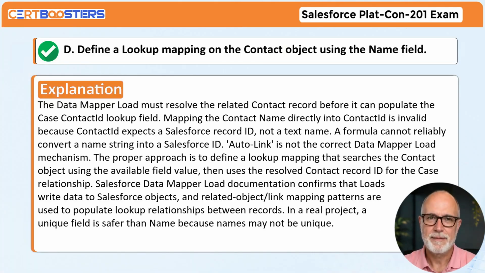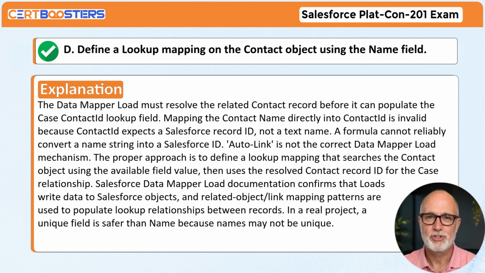Correct answer: D. Define a lookup mapping on the contact object using the name field. Explanation: the data mapper load must resolve the related contact record before it can populate the case.ContactId lookup field. Mapping the contact name directly into ContactId is invalid because ContactId expects a Salesforce record ID, not a text name. A formula cannot reliably convert a name string into a Salesforce ID. AutoLink is not the correct data mapper load mechanism.